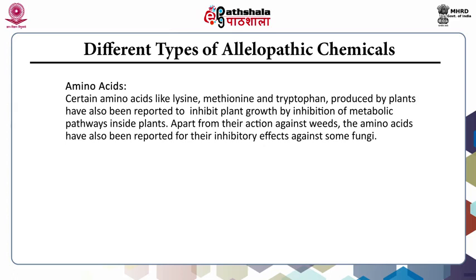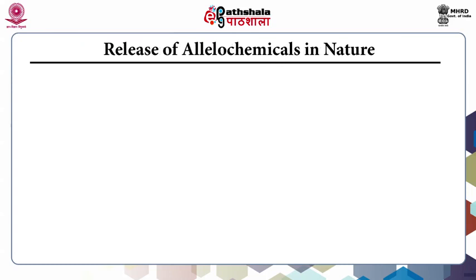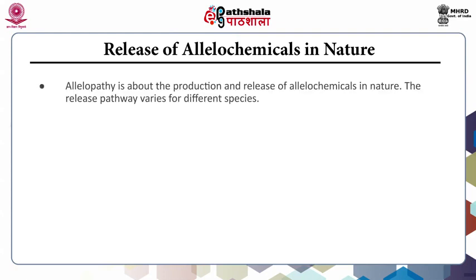Next class is of amino acids. Certain amino acids like lysine, methionine and tryptophan produced by plants inhibit plant growth by inhibition of metabolic pathways inside the plants. Apart from their action against weeds, the amino acids have also been reported for their inhibitory effects against some fungi. Now, the release of allelochemicals in nature.